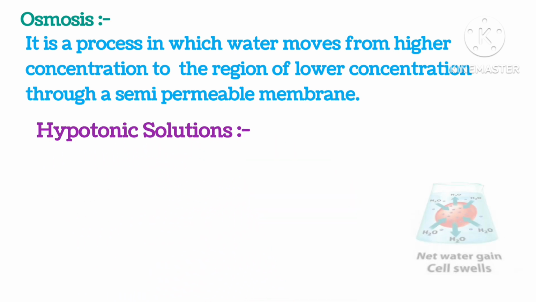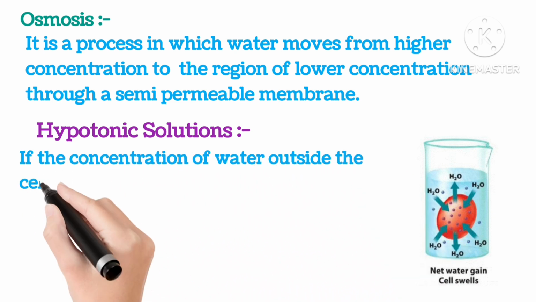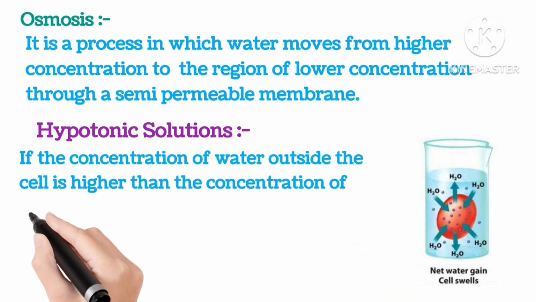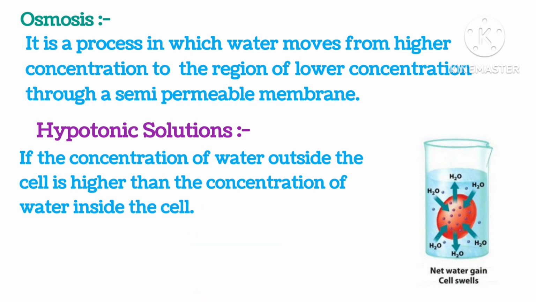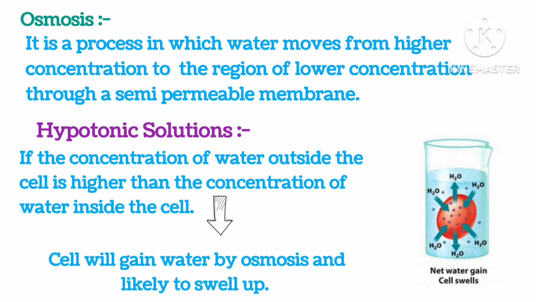Hypotonic solutions. As you can see here, if the concentration of water outside the cell is higher than the concentration of water inside the cell, then the cell will gain water by osmosis and is likely to swell up.